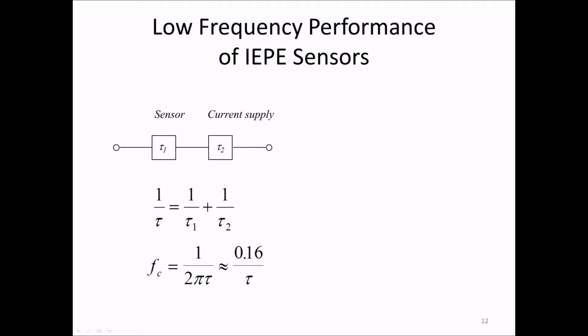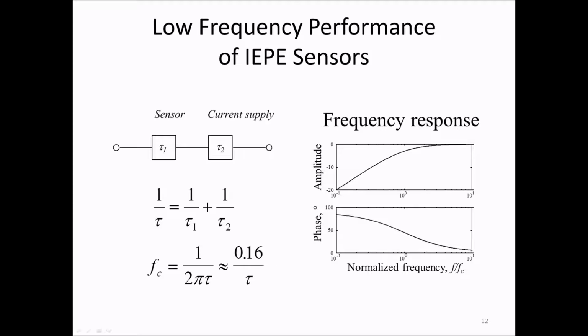The effective cutoff frequency we obtain is thus f sub c approximately equal to 0.16 divided by the combined time constant tau. The frequency response may look similar to this, where the frequency axis is normalized to the cutoff frequency. You should be particularly aware that this means that if the cutoff frequency is, for example, 1 Hz, which is common, then for an accuracy of 5%, you need to be above 3 Hz.